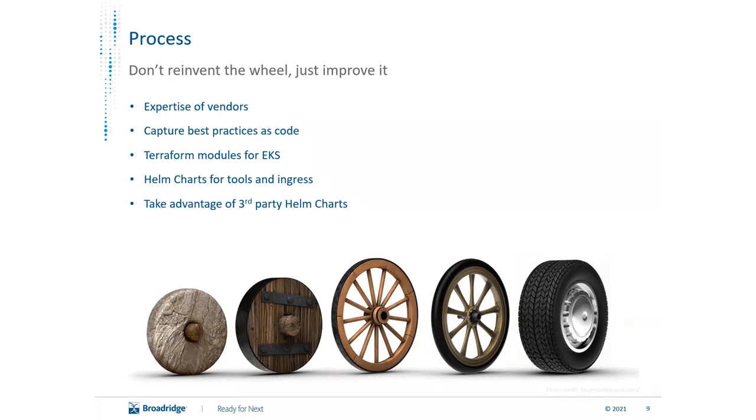Helm charts. Helm is a CNCF graduated project. It's at the same level as Kubernetes at this point, and it's considered a package manager for Kubernetes. So if you're not familiar with Helm and you're deploying to Kubernetes, you really want to become familiar with Helm. It'll become your new best friend when it comes to Kubernetes.